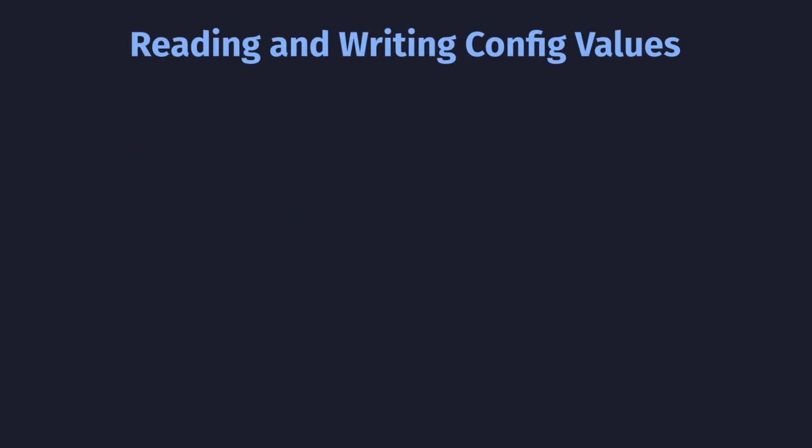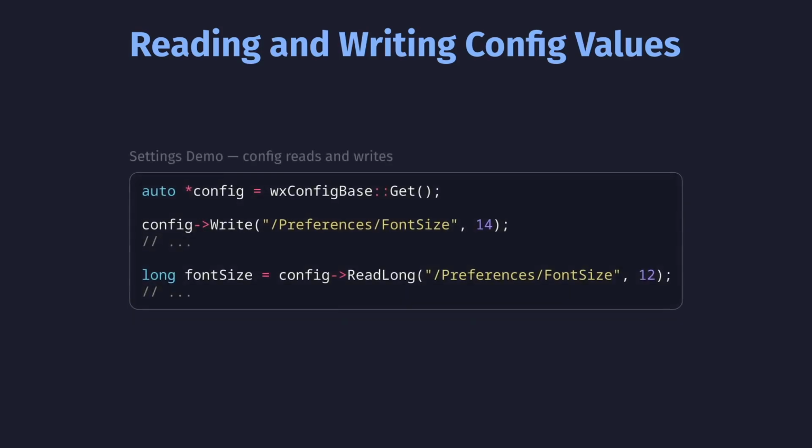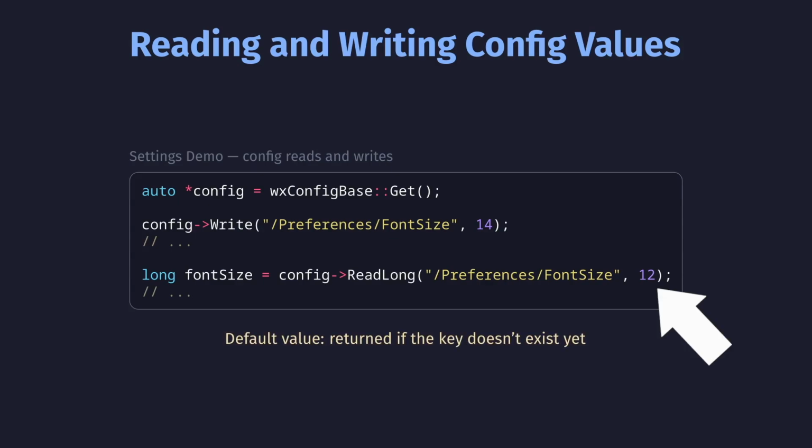So we have wxConfig set up. Let's learn how to use it. wxConfig is a key value store. We write values, we read them back. It supports strings, integers, doubles, and booleans. See the second parameter on each read call? That's the default, what comes back if the key doesn't exist yet. The first read on a fresh install just works, and there is no special initialization needed.